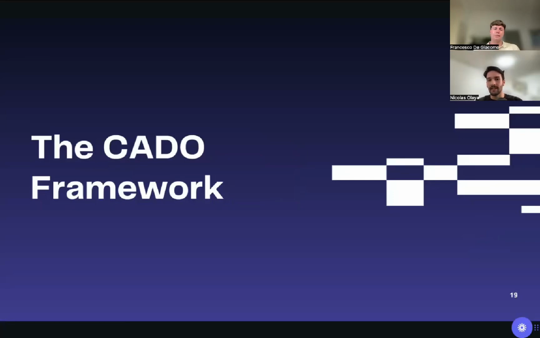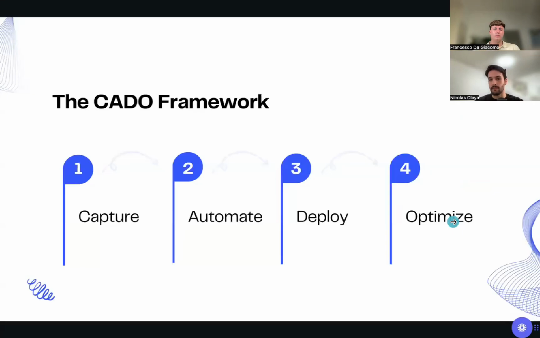Today, I'm going to cover the Cato framework. This is a framework we use to make sure we generate as much email revenue as possible. It is broken down into four main elements. The first one, C for capture. Second one, automate. Third one, deploy. And then fourth, optimize. Okay.